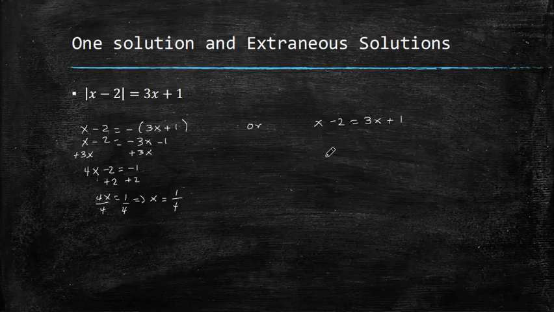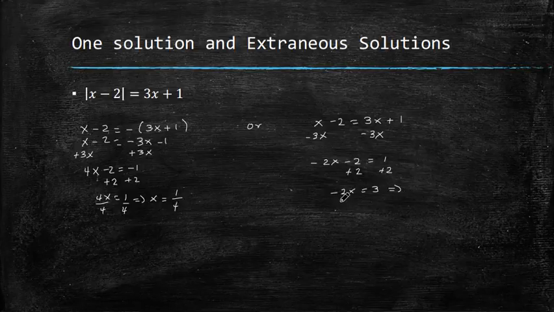On this side here, we're just going to do the same steps so that is clear. We get negative 2x minus 2 is equal to 1, and now we're going to add 2 on both sides, so we get negative 2x equals 3, and that means that, well, if we divide both sides by negative 2, that means that x is going to be equal to negative 3/2. So our solutions are 1/4 and negative 3/2, but we need to check them.